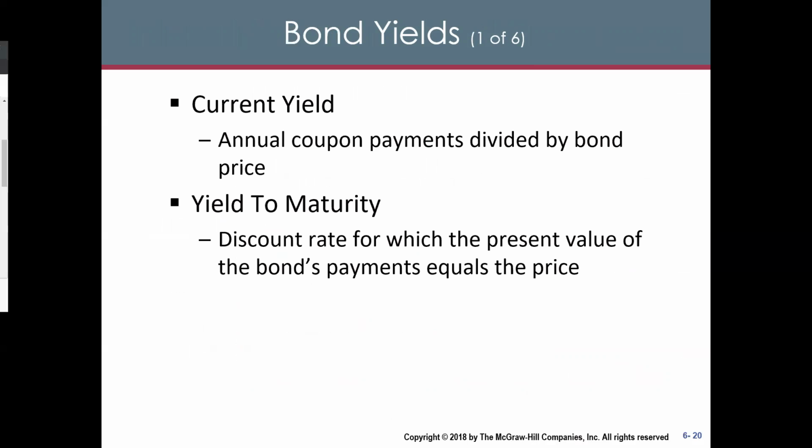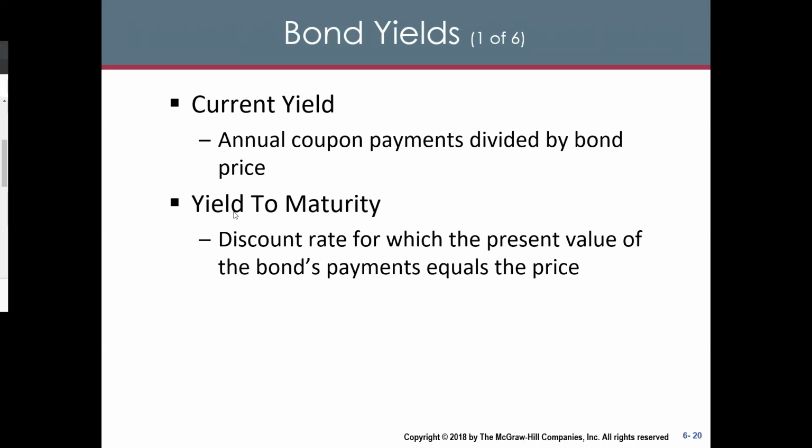Next, let's talk about the current yield and yield to maturity. So what's the current yield? The current yield is the annual coupon payments divided by the bond price. The coupon payments are determined when the bond was issued. However, the bond price is determined by the market, and it can fluctuate in value. So the current yield is annual coupon payments divided by the bond price.